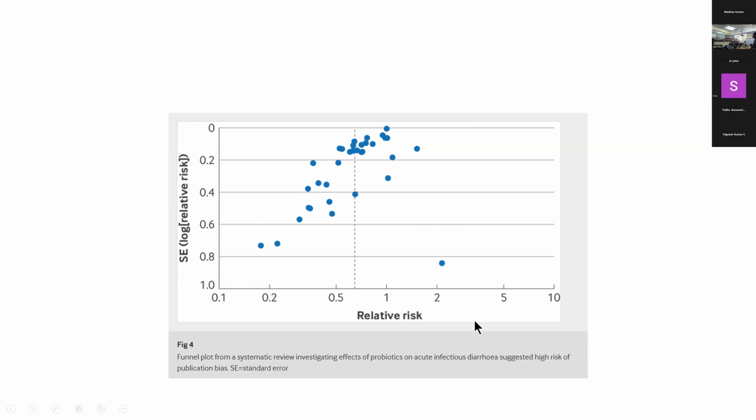This is just an example of probiotics for acute infectious diarrhea. You can see that all the small studies are favoring the probiotic and there's only one study which is not favoring the probiotic. So this is actually a publication bias.